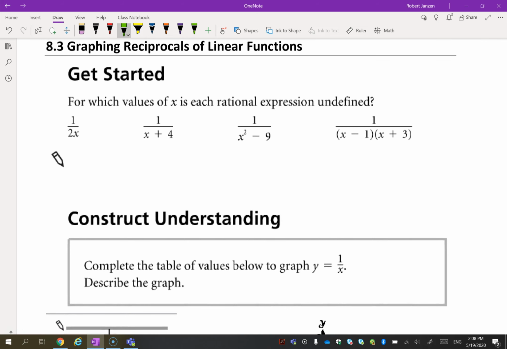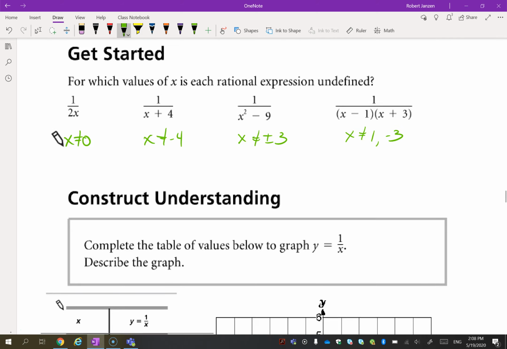A couple of things, a review. Where is each of these rational expressions undefined? Here x can't be 0. Here x can't be -4. Here x can't be plus or minus 3, if you factored that. And here x can't be 1 or -3. We learned that in Unit 7.